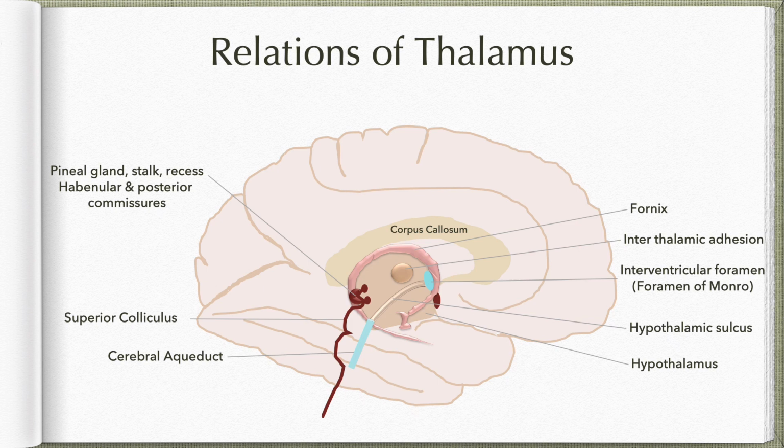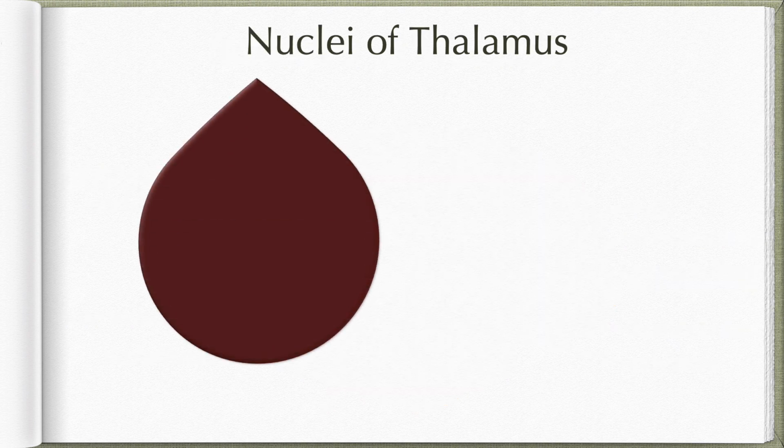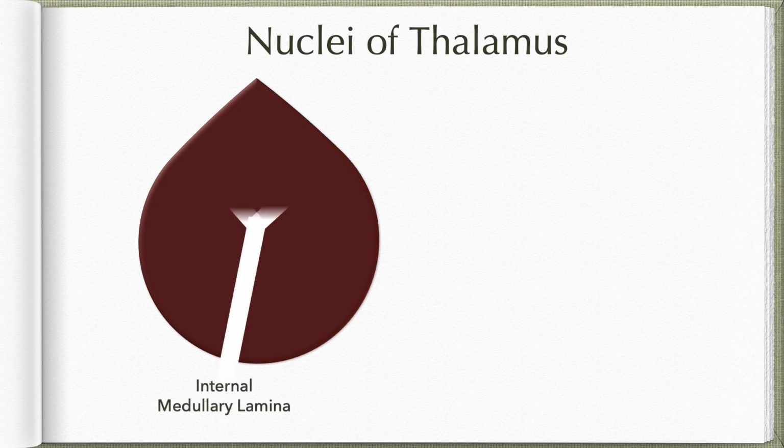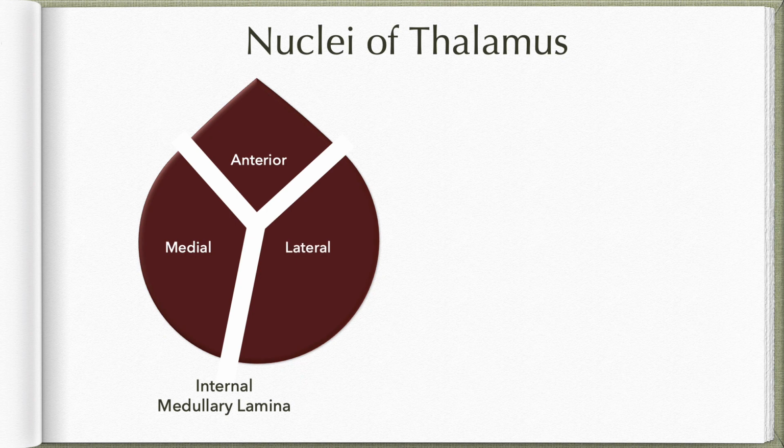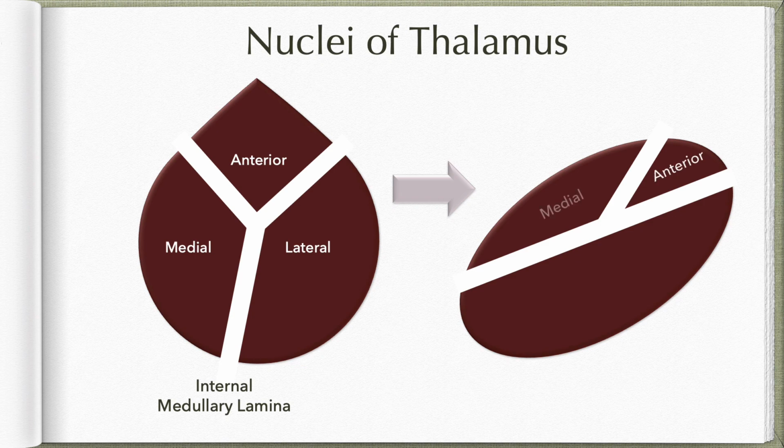Now coming to the nuclei of thalamus. Thalamus is an ovoid mass which is divided by a Y-shaped band of white matter known as internal medullary lamina into 3 groups of nuclei: anterior nuclear group, medial nuclear group, and the lateral nuclear group. We are seeing the same thalamus from the side profile here, again divided by the internal medullary lamina into anterior group, medial group, and the lateral group.